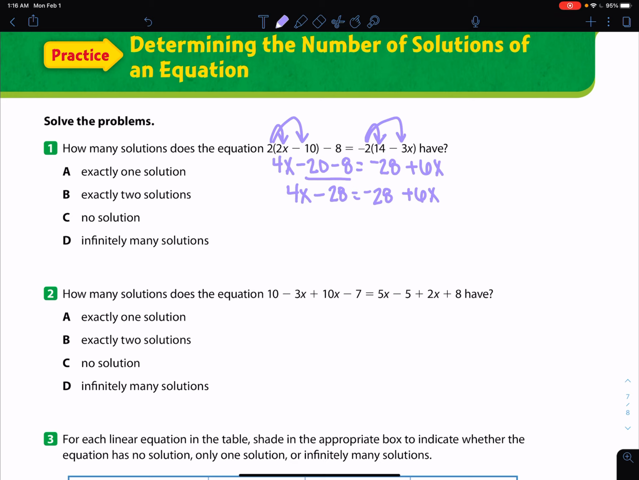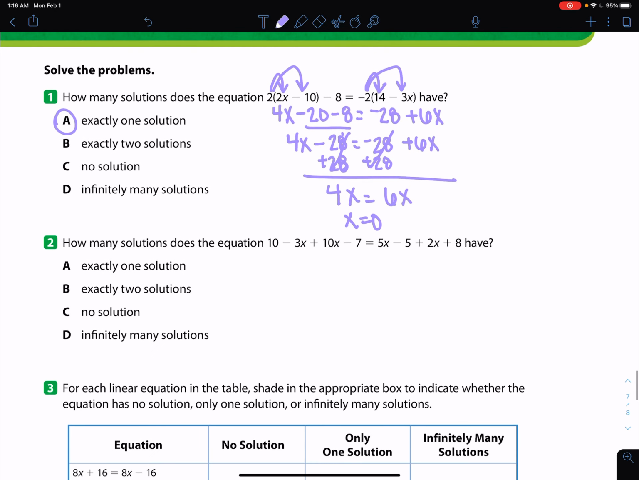All right. So then we're going to continue solving. Plus 28. 4x is going to be equal to 6x. The only way this is going to work, similar to the last page, is if x equals 0. It's the only way we're going to get a true statement here. So that's exactly one solution.